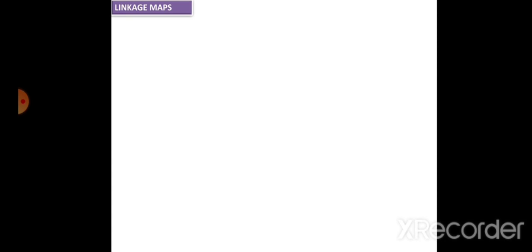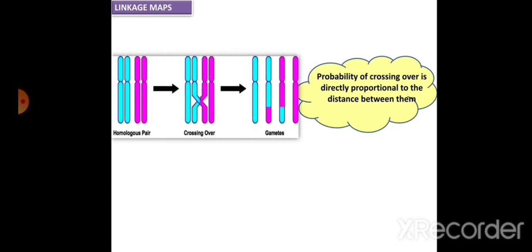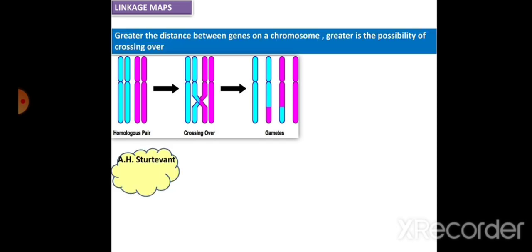Okay, so now let's try to understand linkage maps. What is a linkage map? It is based upon the probability of the crossing over. The probability of the crossing over is directly proportional to the distance between the genes. Just now we understood. Now here three sets of chromosomes are given. The first set is showing a homologous pair, the second set is showing crossing over, and the third set is a crossover where the gametes are there with the recombined characters. Now, Sturtevant was the first person to use these details to prepare a map.